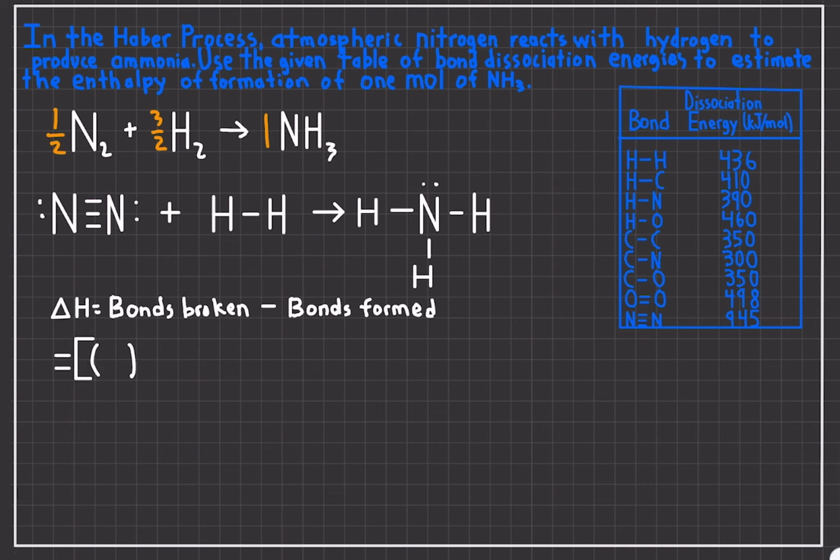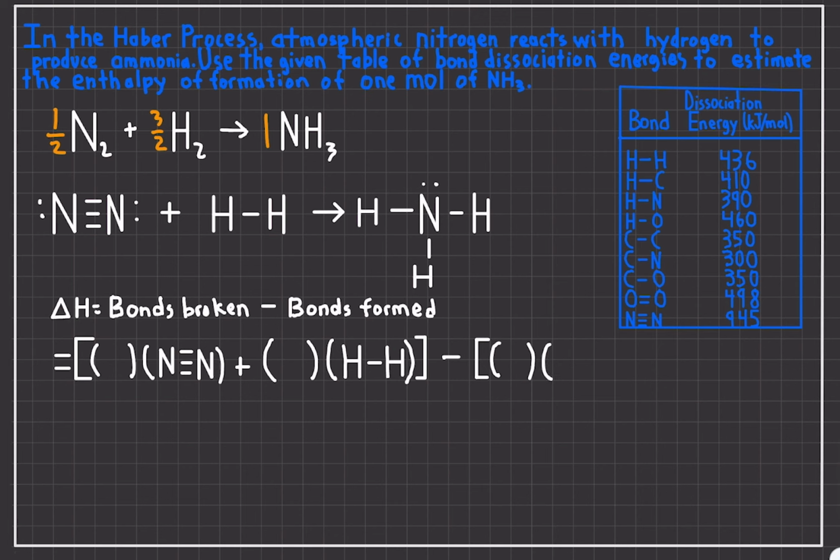Now that we have our equation balanced, we need to draw the Lewis structures for nitrogen, hydrogen, and ammonia. Next, we need to count how many bonds were broken and how many were formed. For bonds broken, we first have nitrogen. Since we have a coefficient of 1/2 for nitrogen, and each nitrogen molecule has 1 nitrogen-nitrogen bond, we have a 1/2 mole of nitrogen-nitrogen bonds.